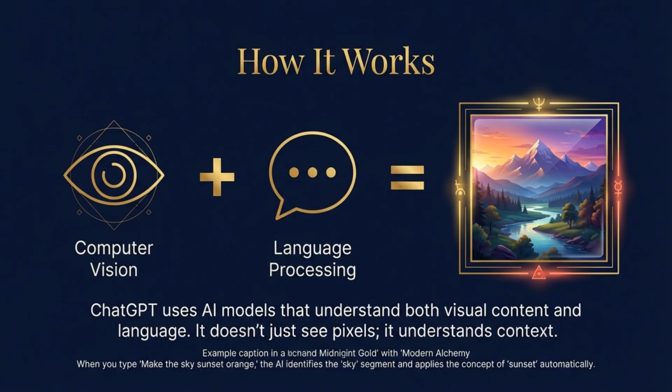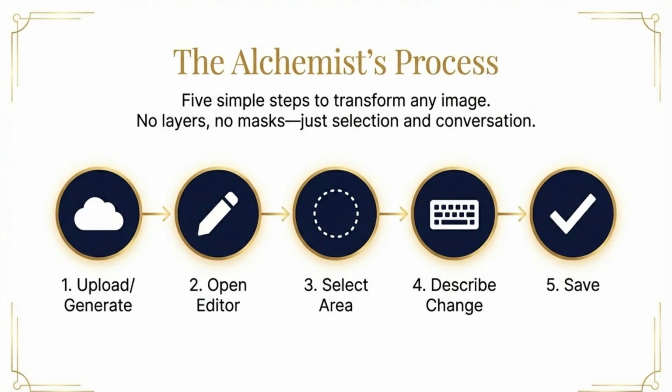How does it work? ChatGPT uses AI models that combine computer vision and language processing. It understands context, not just pixels. For example, if you type, "Make the sky sunset orange," the AI identifies the sky and applies the concept of sunset automatically. The alchemist's process consists of 5 simple steps to transform any image. No layers, no masks, just selection and conversation. You upload or generate the image, open the editor, select the area, describe the change, and then save.